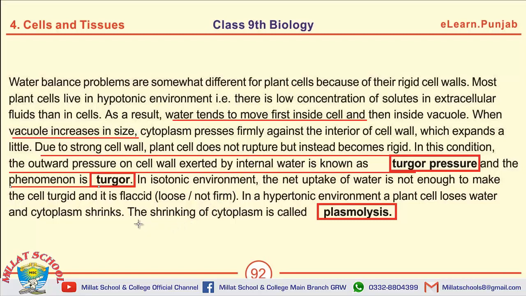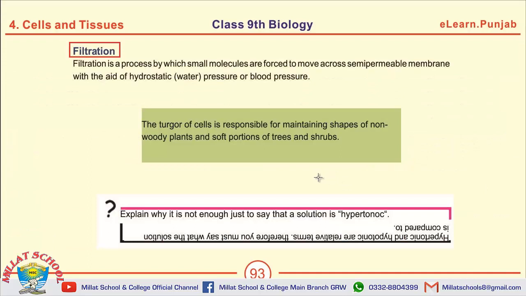What is plasmolysis? The shrinking of cytoplasm is called plasmolysis. MCQs may be from the definition of turgor pressure, turgor, and plasmolysis. Plant cells live in hypotonic environment. The next topic is about filtration. Define filtration.